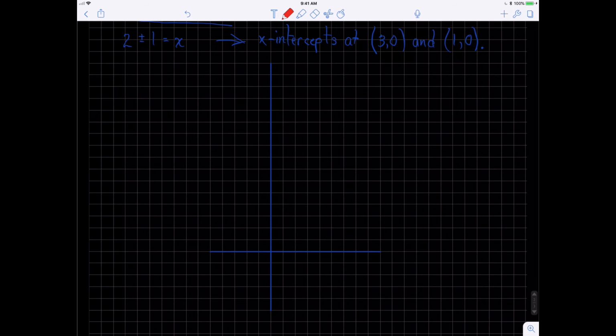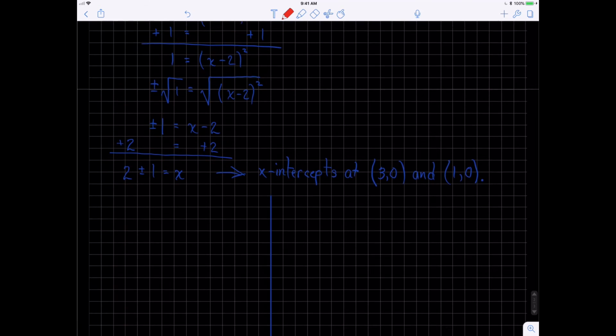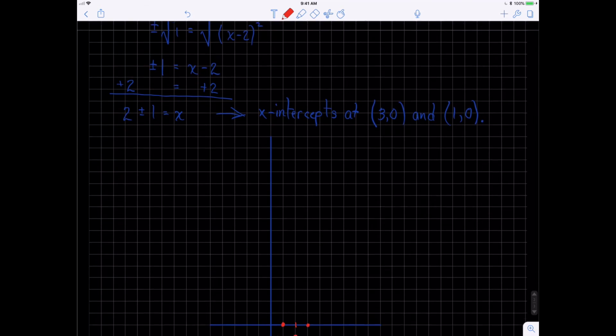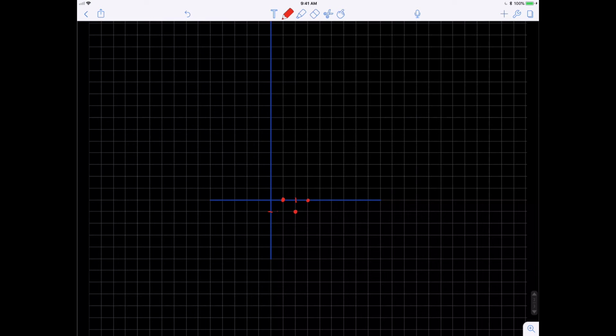Now, if we looked back, our vertex occurred when x was 2 and y was -1. That's going to be this point right there. Then we had x-intercepts of (3, 0) and (1, 0). Here's (1, 0). Here's (3, 0). And then we had a y-intercept. Let's go back. (0, 3). So (0, 3) is going to be right there.